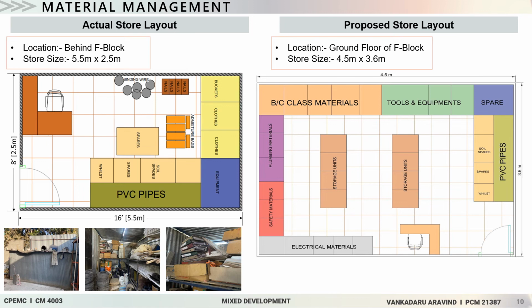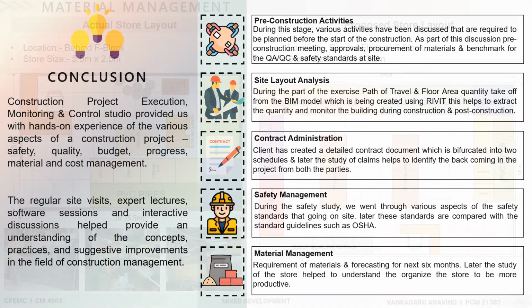The store size which we have proposed is 4.5 meters by 3.6 meters, and this store is classified based upon the various materials and organized based upon FIFO, that is first in first out. And later we also proposed and discussed the codification of the materials and the use of ERP systems.